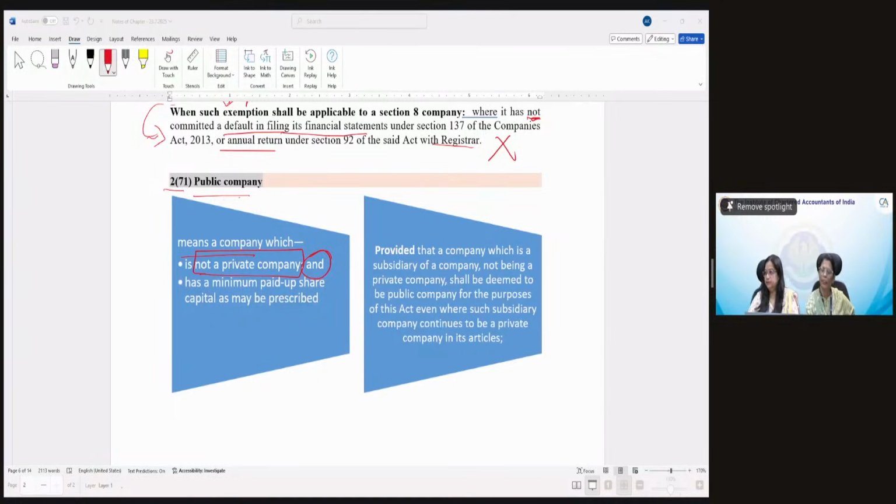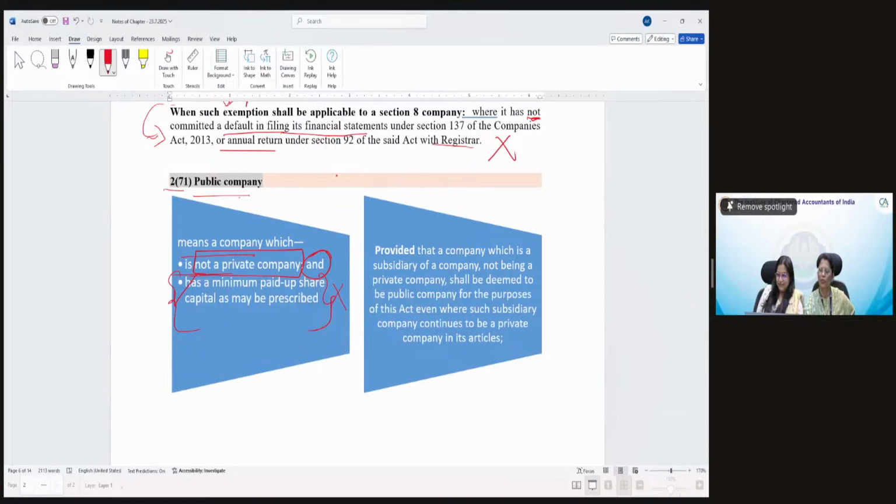Okay. Then you will see it says "is not a private company" and the word "and" is given. Matlab, along with these conditions, you are required to comply with this condition also, and has a minimum paid-up capital. But yes, still as of now, this is not prescribed. So we can ignore it as of now. Remember the words "as of now". But if it comes to writing the definition, then do write it.